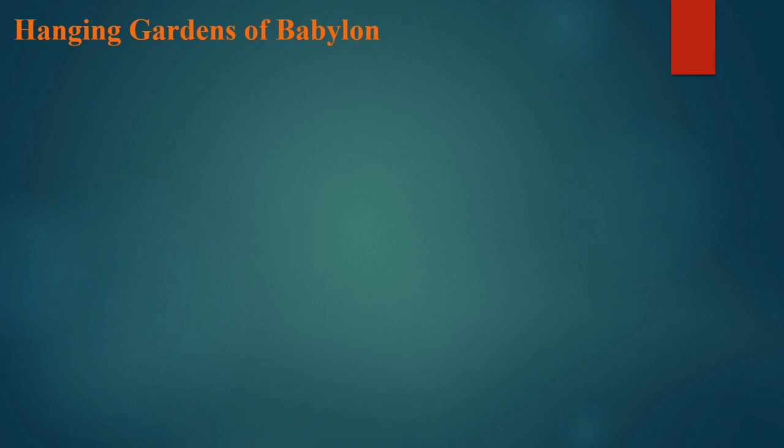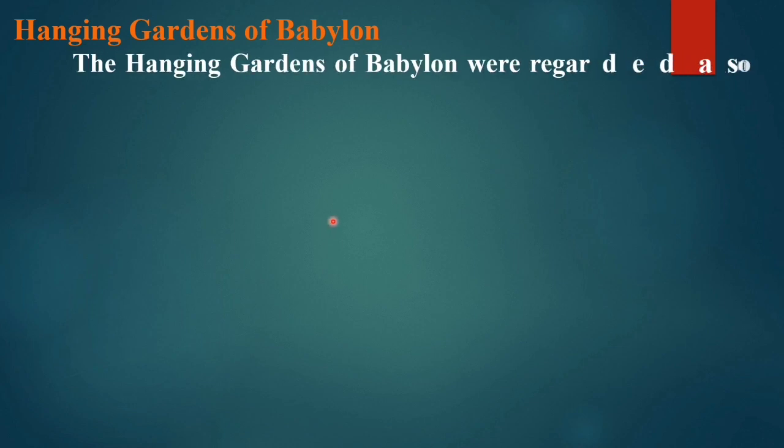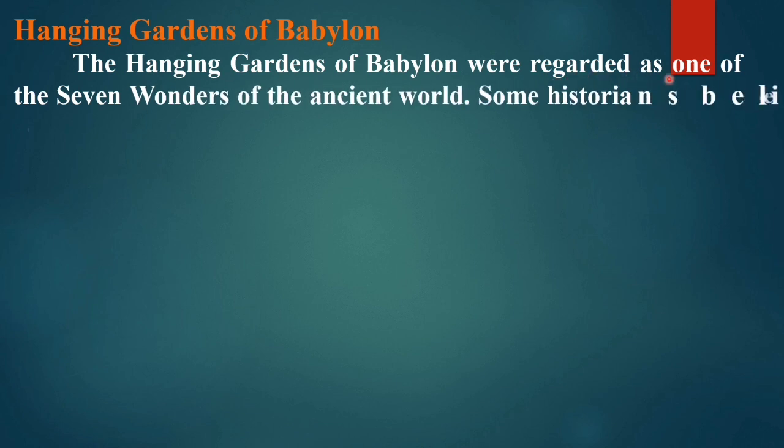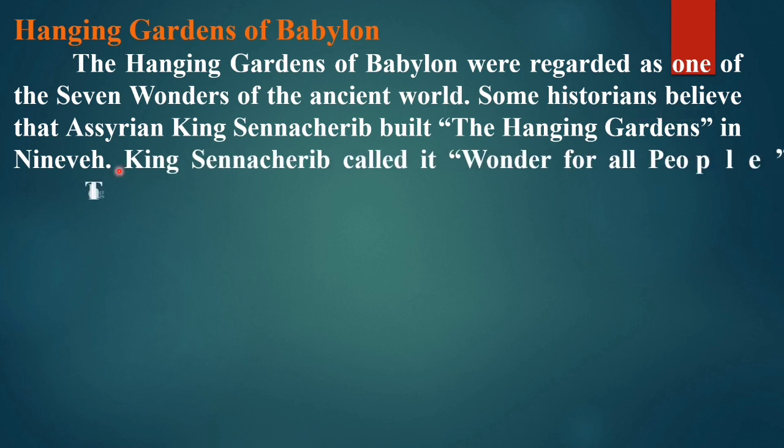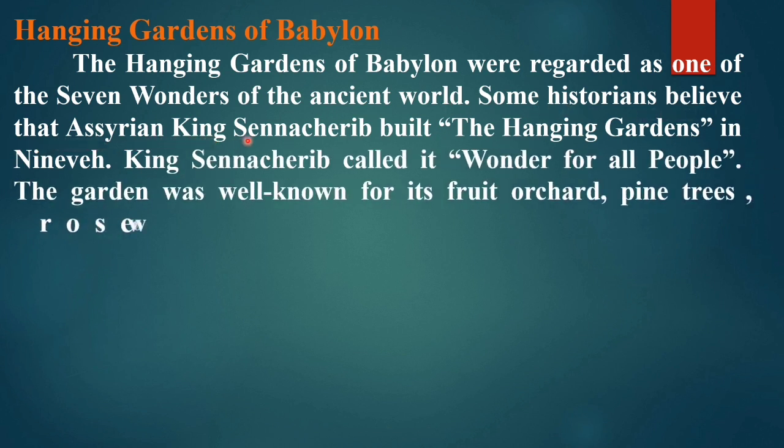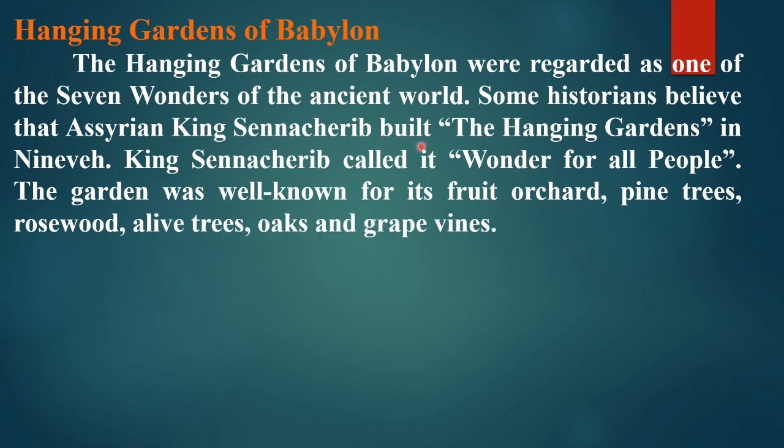Hanging Garden of Babylon. The Hanging Garden of Babylon was regarded as one of the seven wonders of the ancient world. Some historians believe that the Assyrian king Sennacherib built the Hanging Garden. King Sennacherib called it the wonder of all people. The garden was well known for its fruit orchards, pine trees, rosewood, olive trees, oaks, and grapevines.